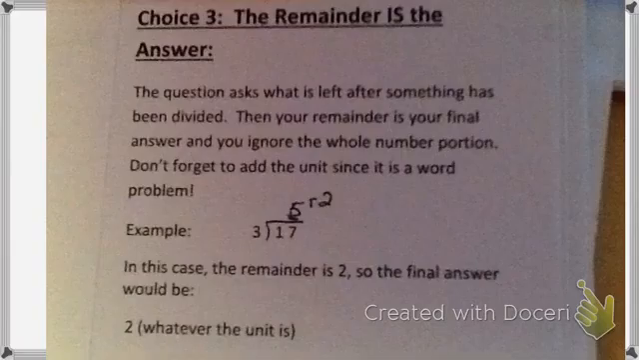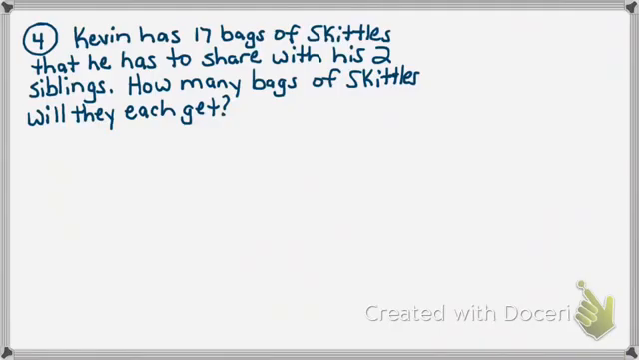So for problem number 3, we used choice 3. The remainder is the answer. The question asks what's left over after something has been divided. Jenna was going to eat the leftovers, so we wanted to know what the leftover was. So then the remainder is the final answer, and you ignore the whole number portion. Again, don't forget to add the unit since it's a word problem. So we had 5 remainder 2. My remainder, which was the leftover of what Jenna was eating, was 2 cookies. The unit was cookies. Let's take a look at example number 4.